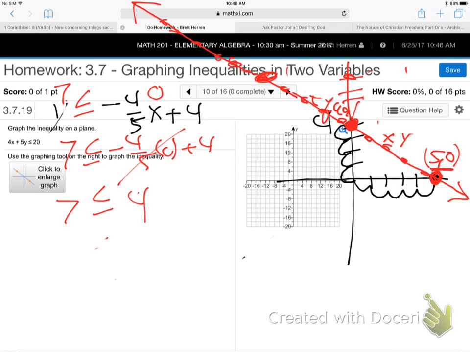Any numbers that you plug in up here are going to be greater. Right? I plugged in 0, 7, and the 7 came out greater than the 4. You with me? Anything you plug in up there is going to come out greater. Anything you plug in down here is going to come out less. Does that make sense? Greater and less. And anything right on the line is equal, huh?